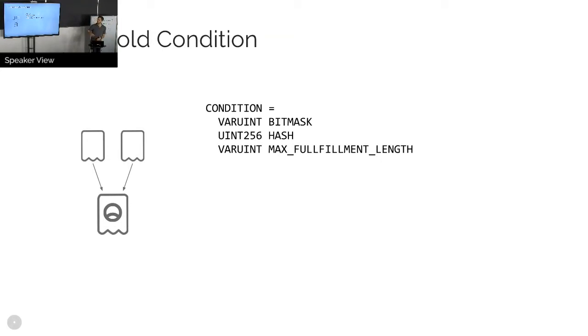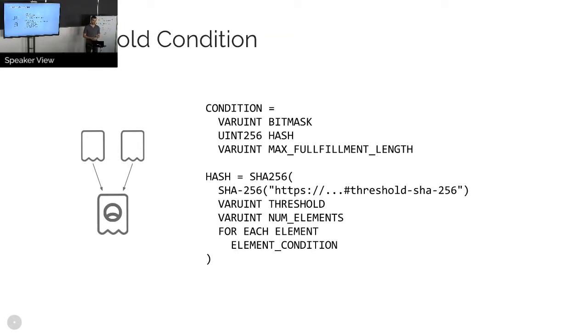Okay. Here for the threshold condition, you get the exact same format for the condition. So again, you have the type field, you have the hash of the condition, and you get the maximum fulfillment length. And the hash is calculated a little differently. So the hash is calculated by the threshold of inputs that are required to fulfill the condition, the total number of elements, and then for each element you take the condition. So not the fulfillment, but the condition in order to generate this hash. So let me just go ahead. And so what you notice is that the condition looks exactly the same.